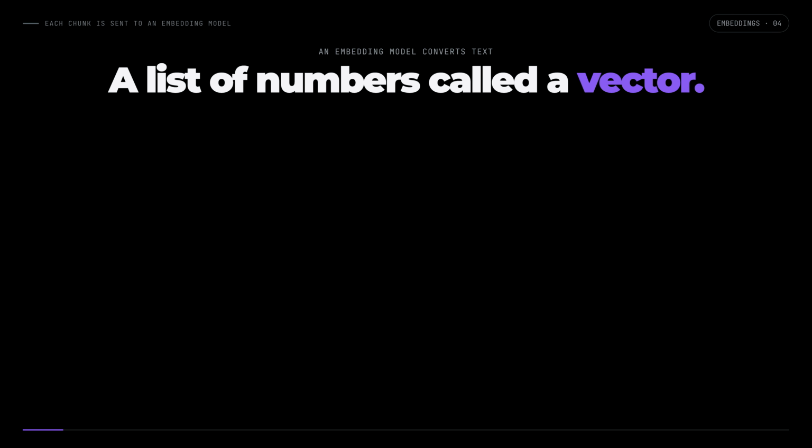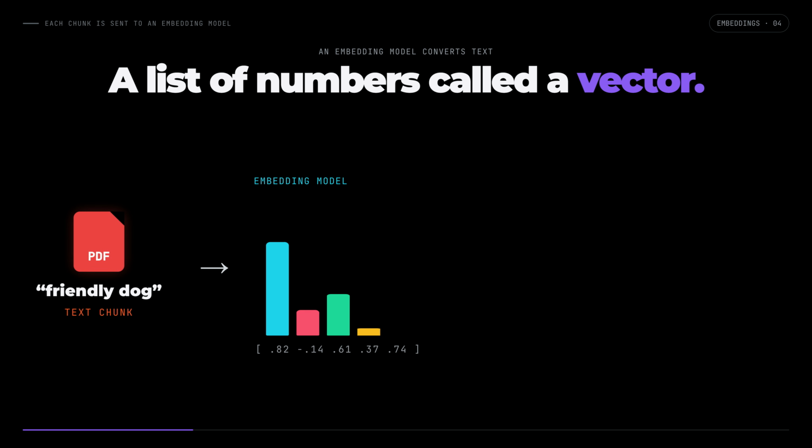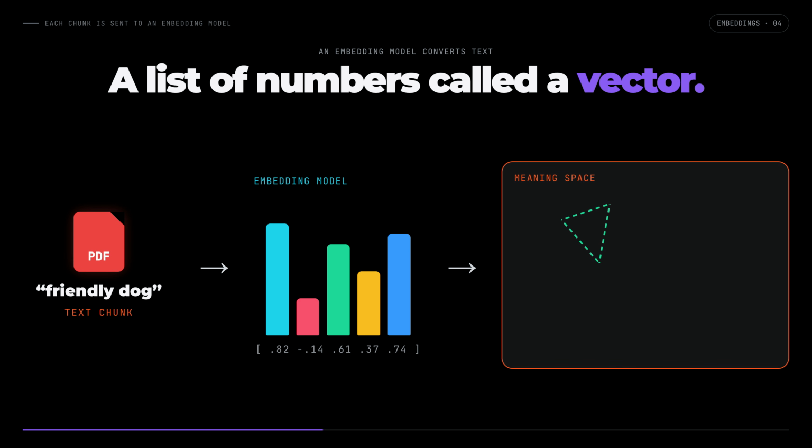Next, each chunk is sent to an embedding model. An embedding model converts text into a list of numbers called a vector. These numbers represent the meaning of the text. Text with similar meanings receives vectors that are positioned close together. For example, dog, puppy, and pet would generally be closer together than dog and database. The exact words do not need to match.